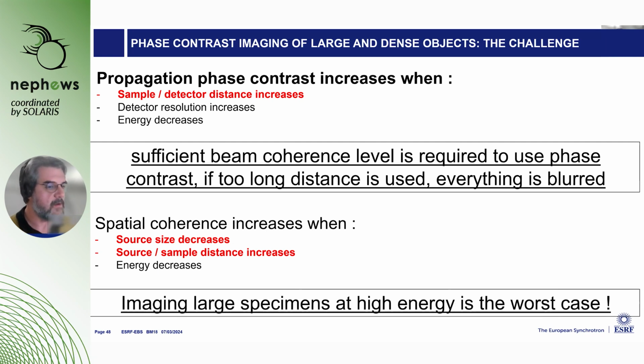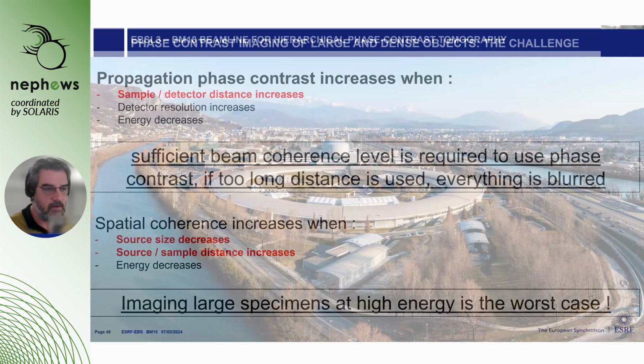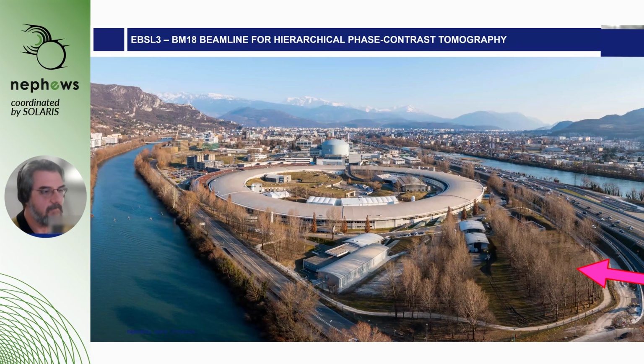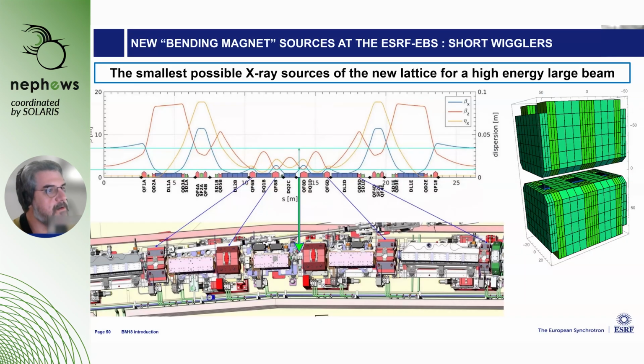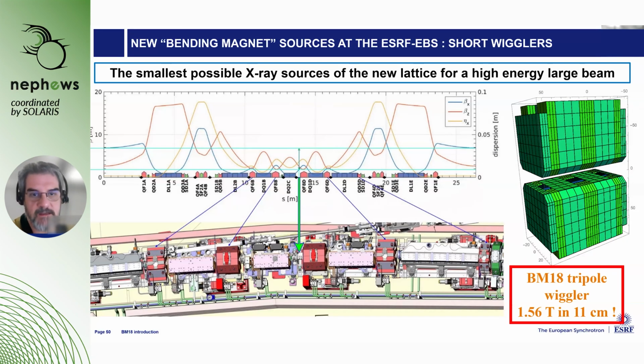So you can see that when you want to image large specimens at high energy, it's a worst case because you are losing the contrast and you are losing the coherence. So you cannot have worse than that. And so the solution, if you want to go like that, is to make a very long beamline, such as BM18. BM18 is 220 meters long, and to have a very small X-ray source. So BM18 has been built with the new source at the ESRF, the EBS.